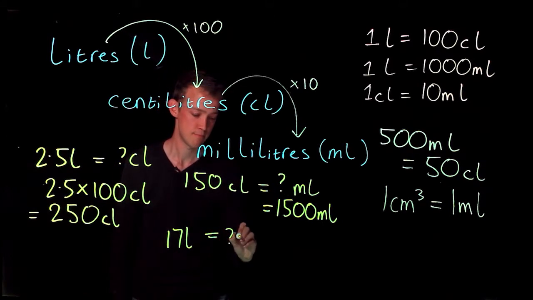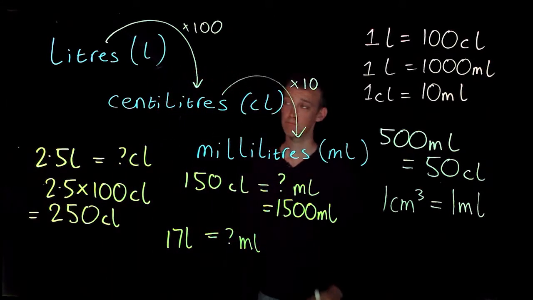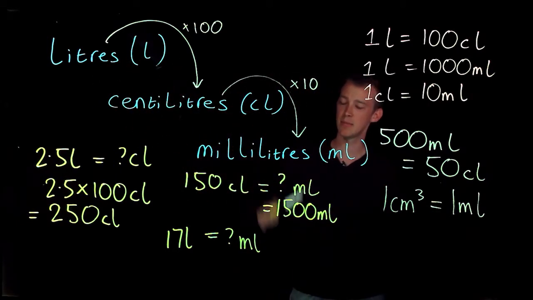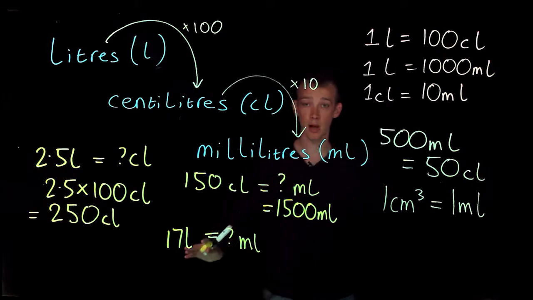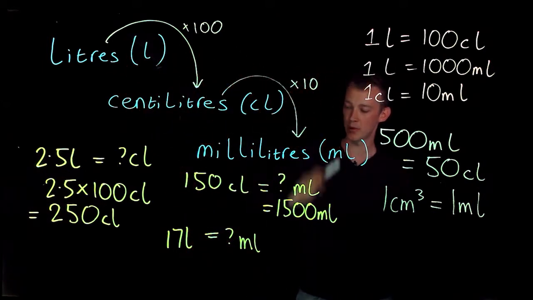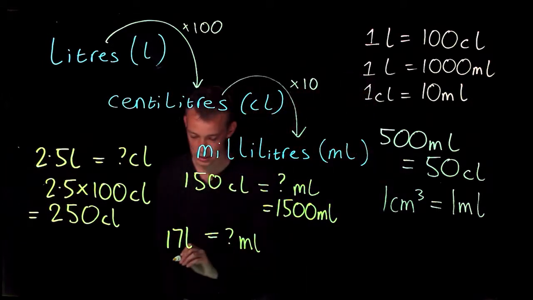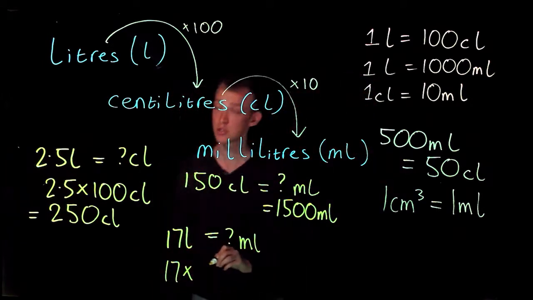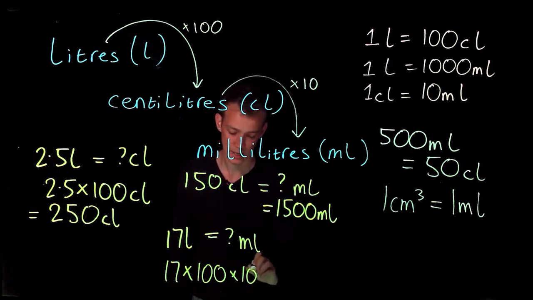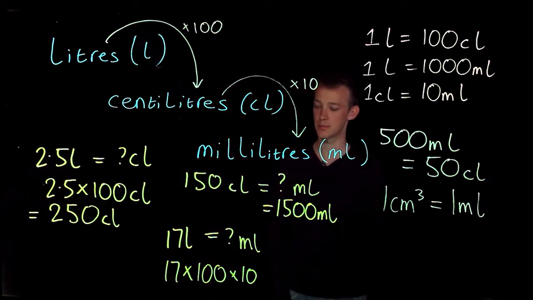And finally, let's think about 17 litres into millilitres. Well, this time I've got to do 2 jumps, litres to centilitres, then to millilitres. So I need to multiply my number of litres, firstly by 100, and then secondly by 10. So I'm doing 17, I'm multiplying it by 100, and then I'm multiplying it by 10. Don't be afraid to do this in 2 steps.